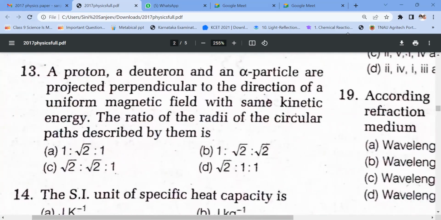Thirteenth one. Can you read the question? A proton, a deuteron, and an alpha particle are projected perpendicular to the direction of a uniform magnetic field with the same kinetic energy. The ratio of the radii of the circular paths described by them is... Did you have these things? No, sir. So I think better I'll help you out with this.